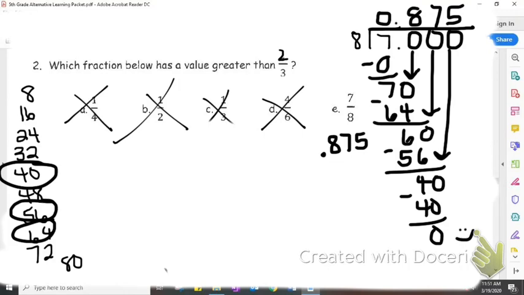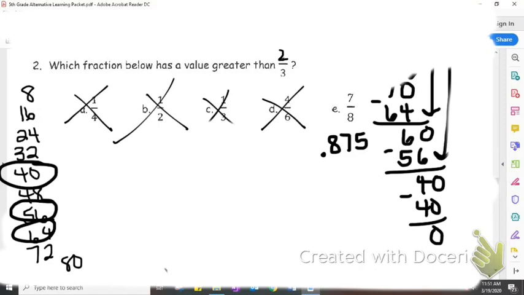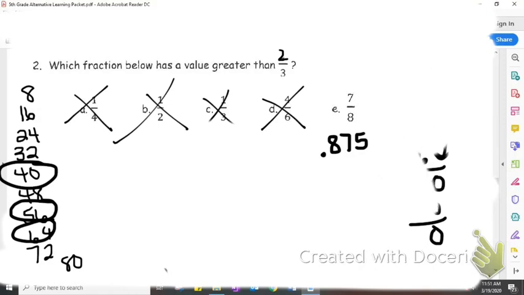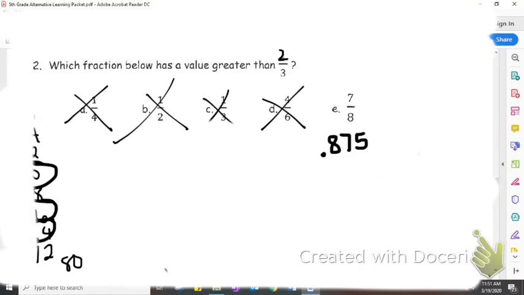All right. Now I need to divide out 2/3. I'm going to erase this so that I have space. 2/3.